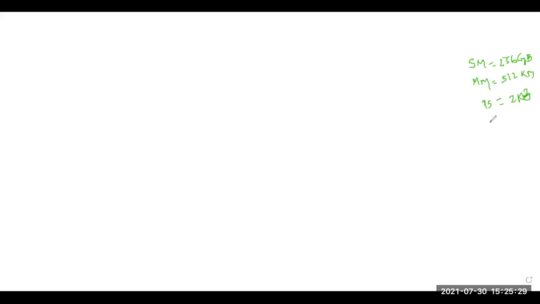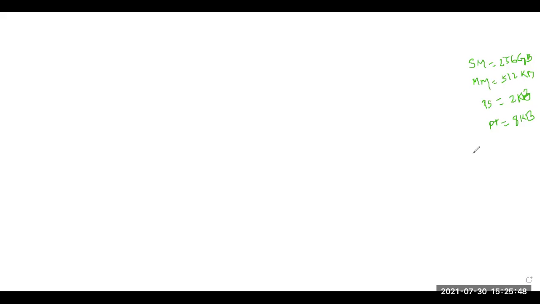Then your page table size is given. Now one extra thing is given here, which is equal to 8 KB. Fine. Now we have to calculate. That's the question.